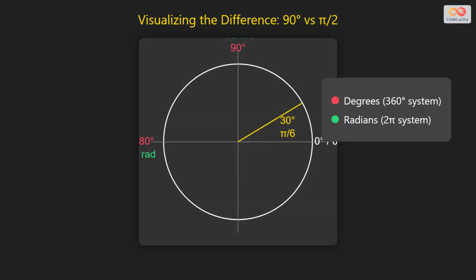Here is a visual comparison. On the degree system, a right angle is 90 degrees and a straight line is 180 degrees. In the radian system, that same right angle is pi divided by 2 and the straight line is simply pi. Notice the 30-degree angle in yellow. It is also pi divided by 6 radians. They represent the exact same physical angle, just measured with different rulers.